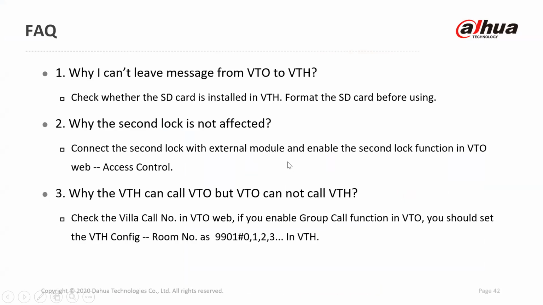So things to ask about: where can I read the message from the VTO to the VTH? Check whether the SD card is installed in the VTH, then format the SD card before using it. Second lock is not affected: connect the second lock with the external module and enable the second lock function in the VTO web access control. Why can the VTH call the VTO, but the VTO can't call the VTH? Check the VLAN call number in the web and enable the group call function in the VTO, which should be set in the VTH.